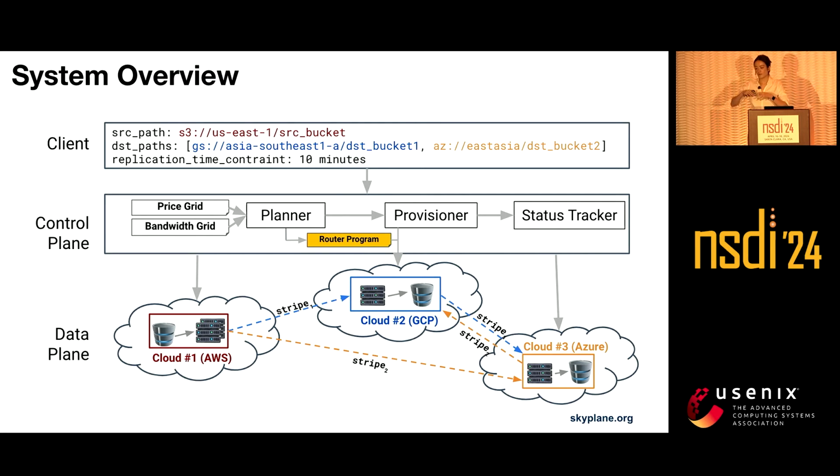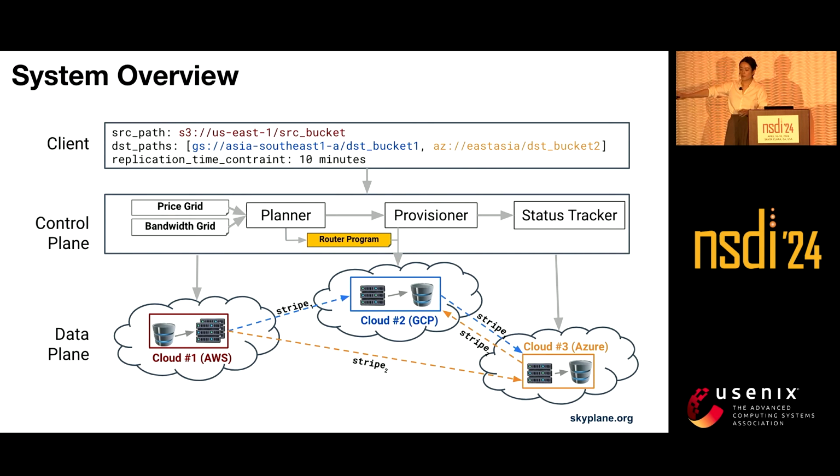This is then passed to the control plane, which in the code includes the price grid and bandwidth grid that I mentioned before. All this information is passed into the planner, which runs the algorithm that I just described to generate something called a router program, which I'll go into more in a second. This router program is passed to each of the VMs to tell them how they should route data. The provisioner is responsible for creating VMs in the cloud and passing this router program to each VM. Finally, once the transfer is started, we have a status tracker that monitors the progress of the chunks of data running on this overlay network and determines when the transfer is completed.